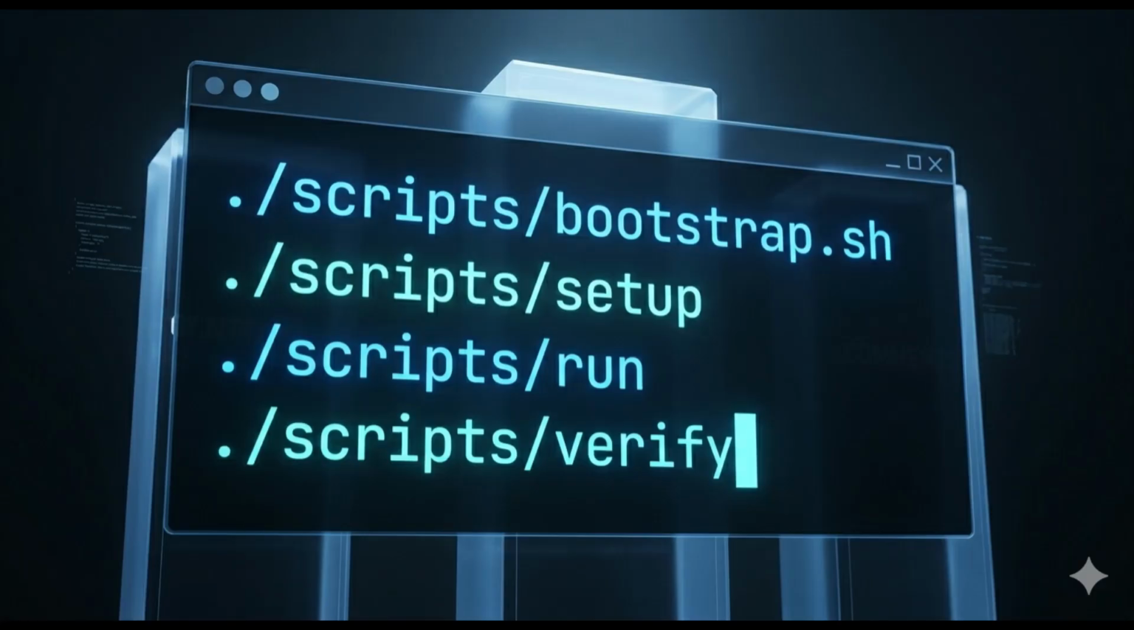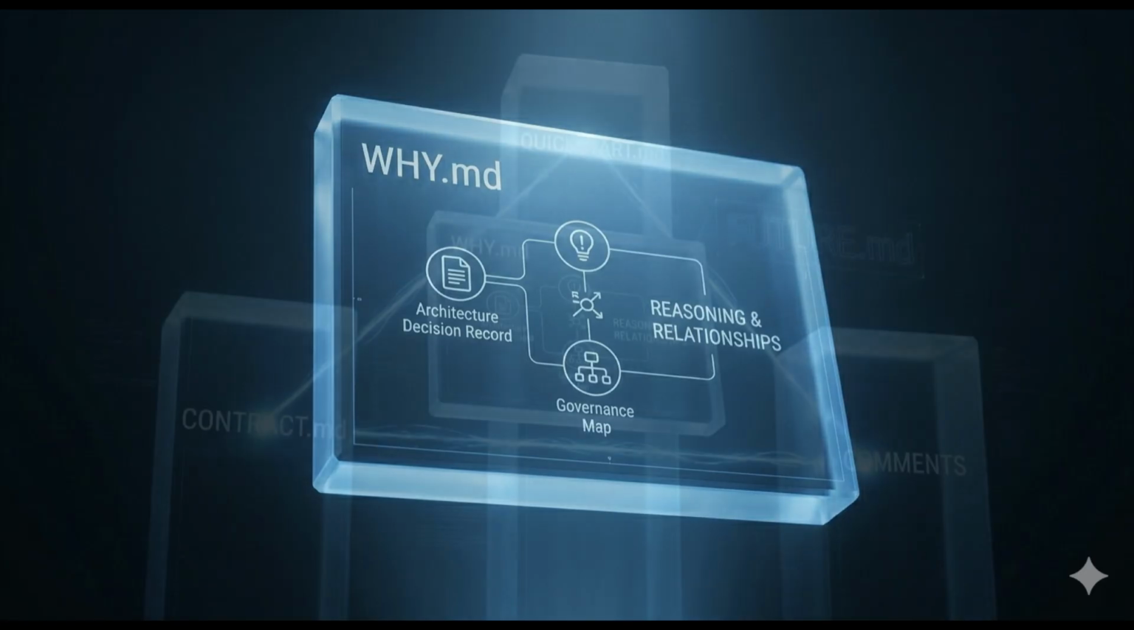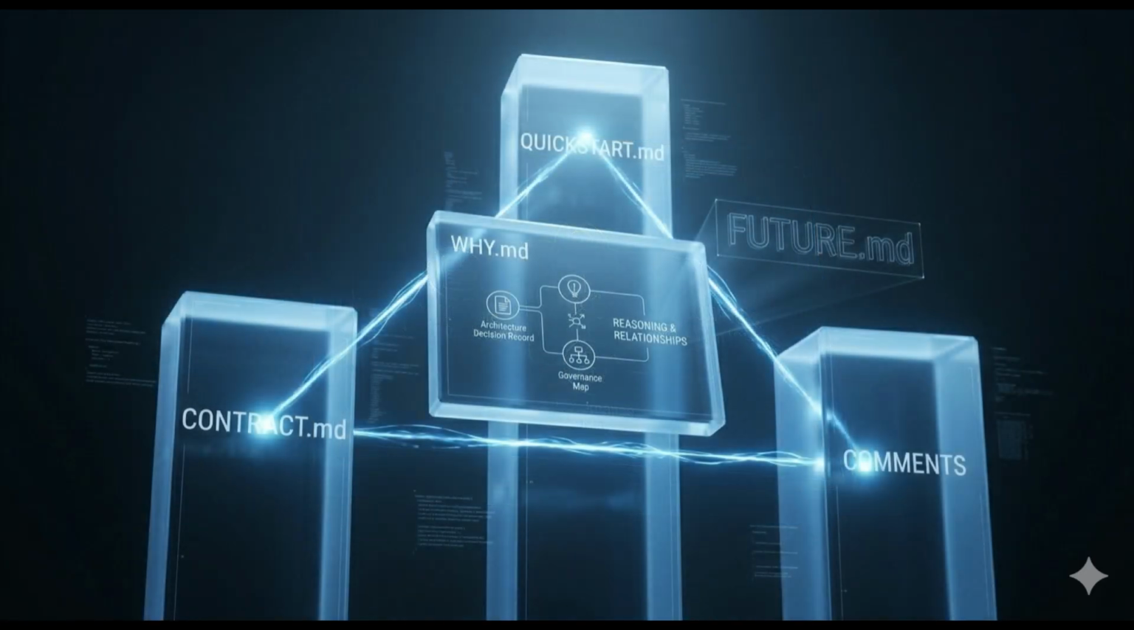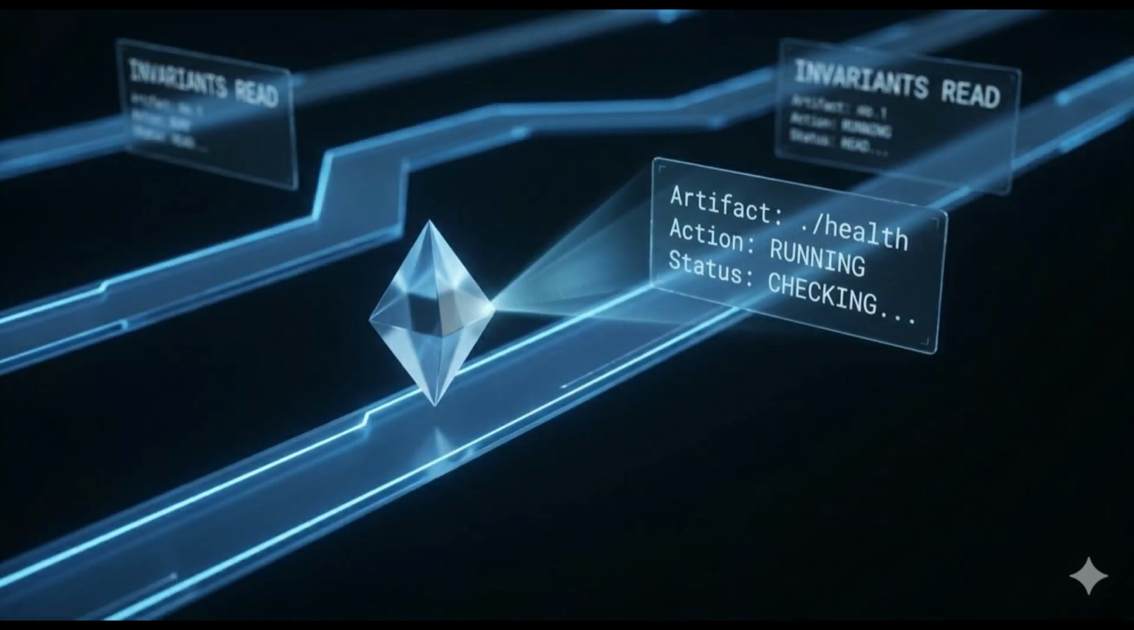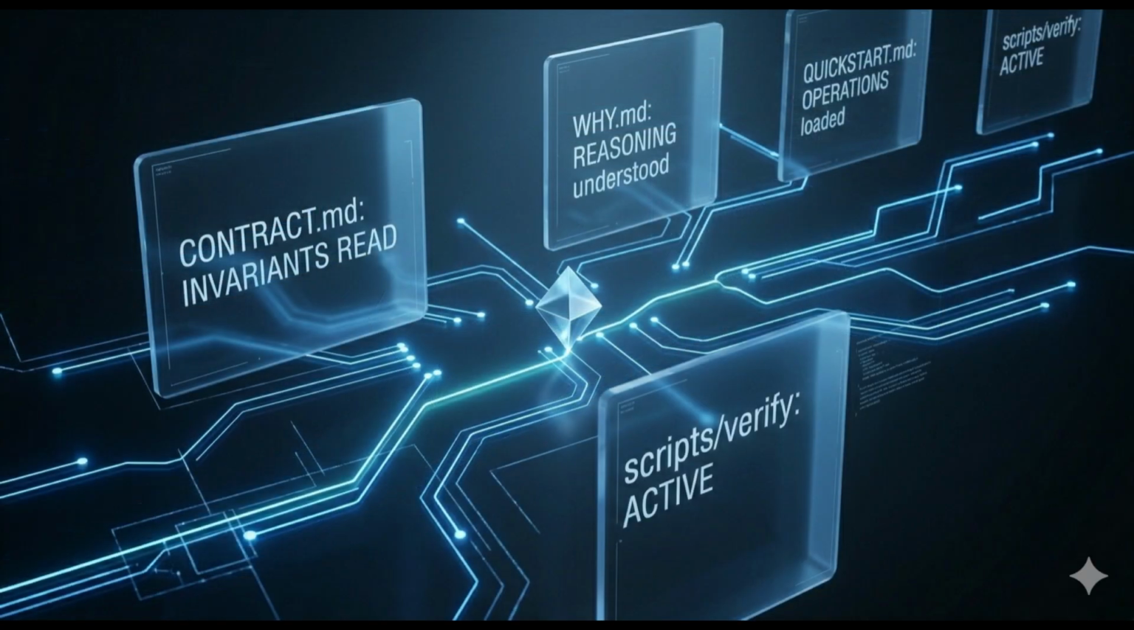Contract.md defines the non-negotiable rules. Why.md explains how the pieces fit together. This system map is the first thing an agent sees. It answers the question, what are the important pieces, and where are they? No guessing. No hunting. No hallucinating paths that don't exist.